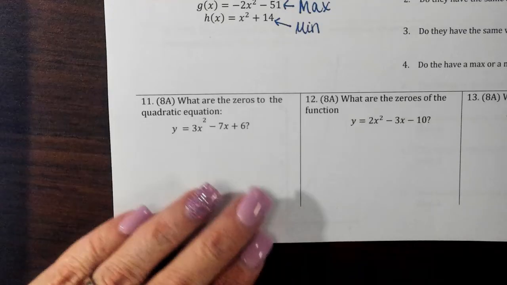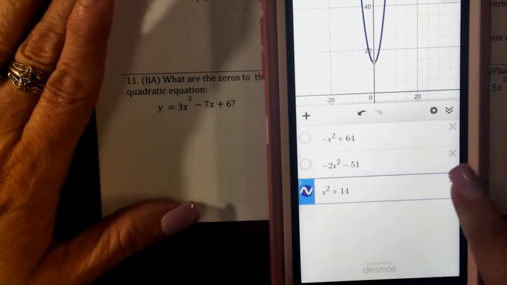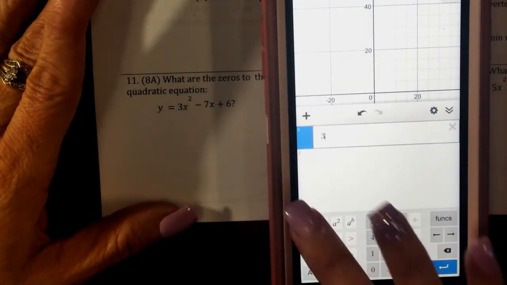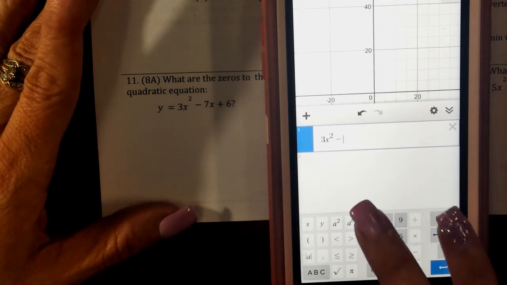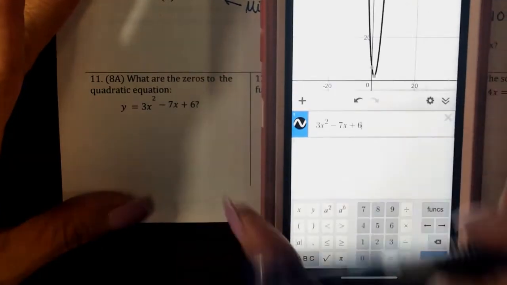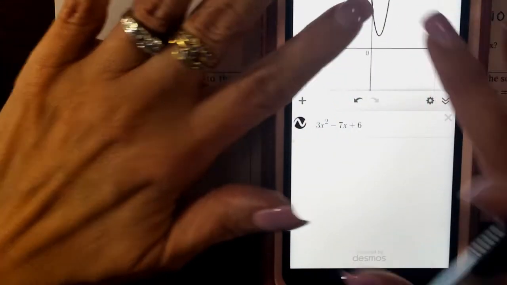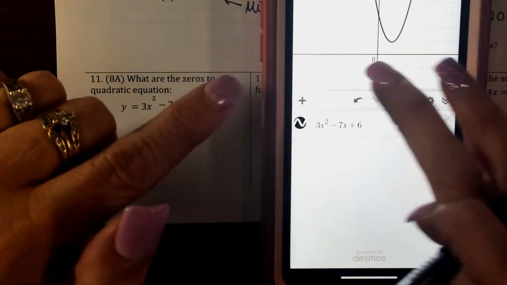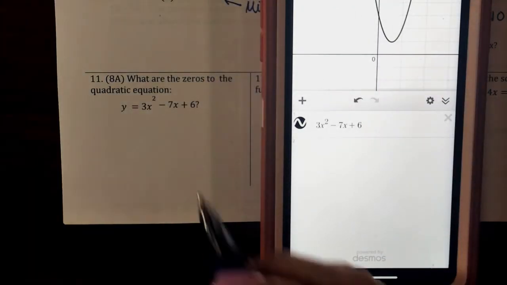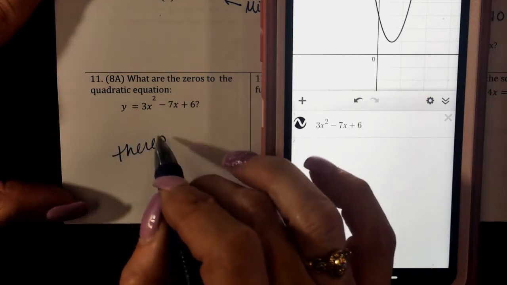Okay. Now, what are the zeros of the quadratic equation? So here we go. Let me X these out from a while ago. Let's put in 3x squared minus 7x plus 6. Okay. What are the zeros? So let me zoom in. Oh, there's the x-axis right there. Where are the zeros? There's not any. So I'm going to say there's none.